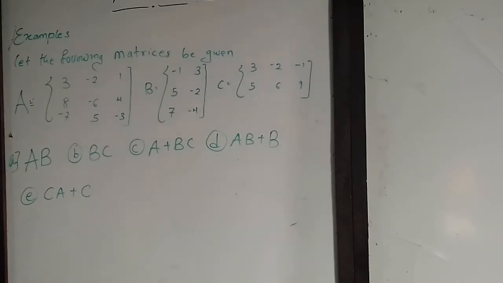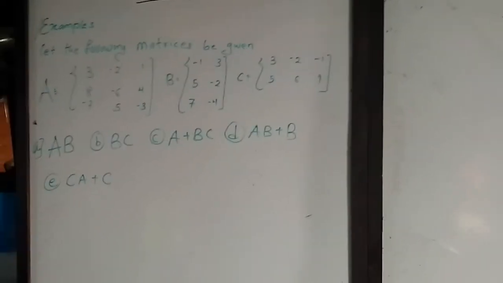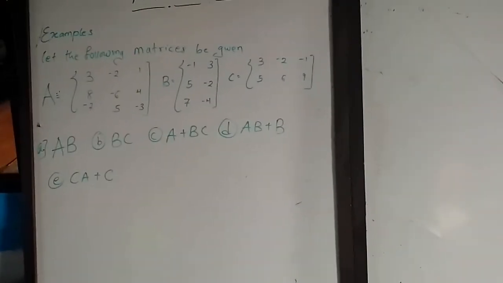Then they say that look for what? A and B, AB. Then B says look for BC. Then C says A plus BC. Then D says AB plus B. Then E says CA plus C. Then we are going to solve. Let's find the answer for this question.